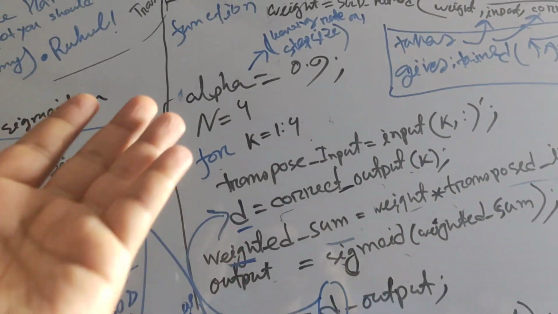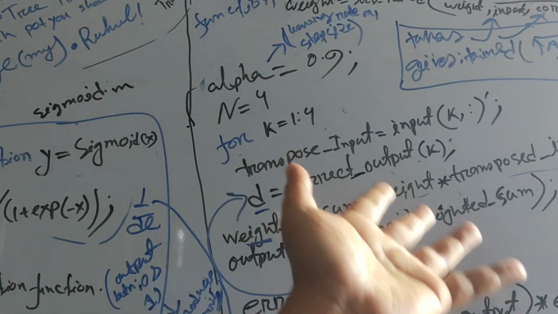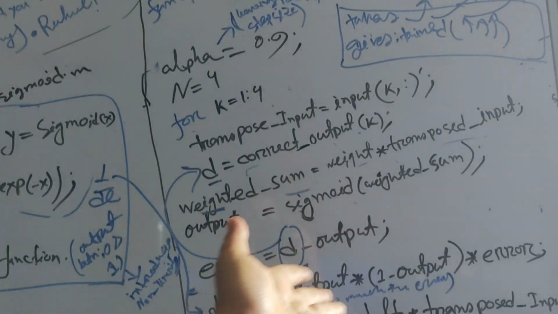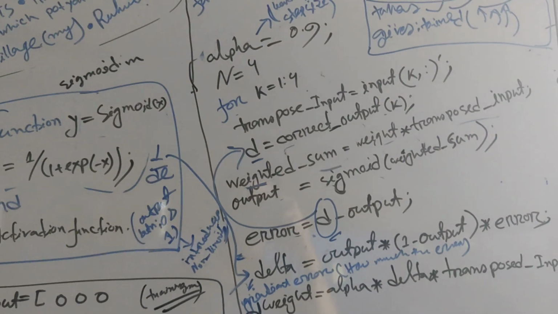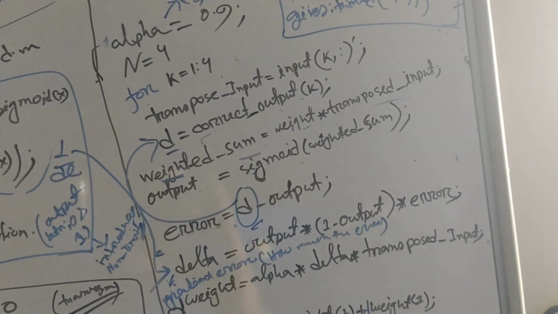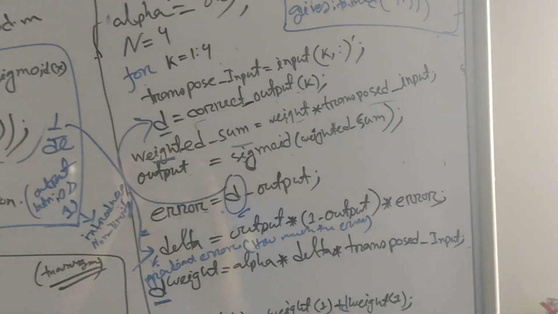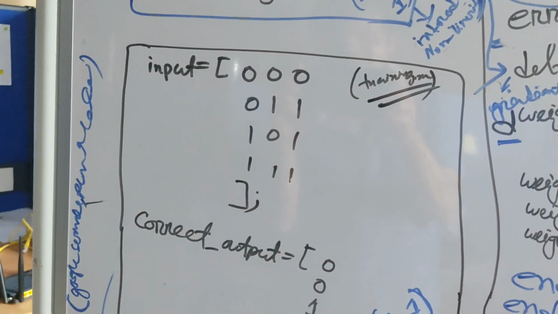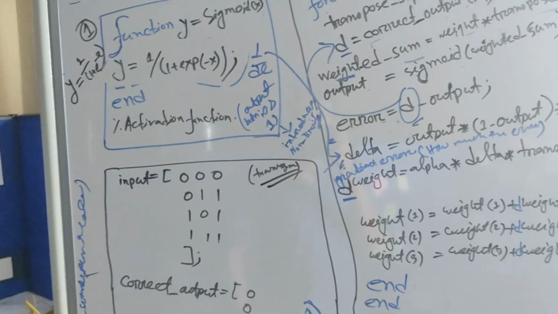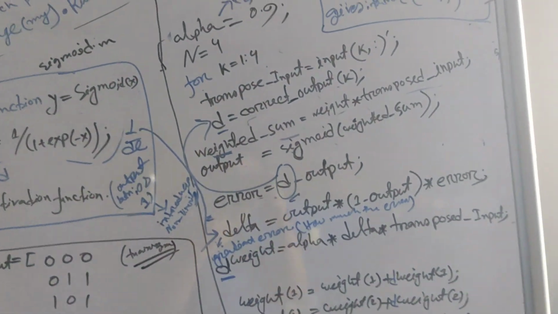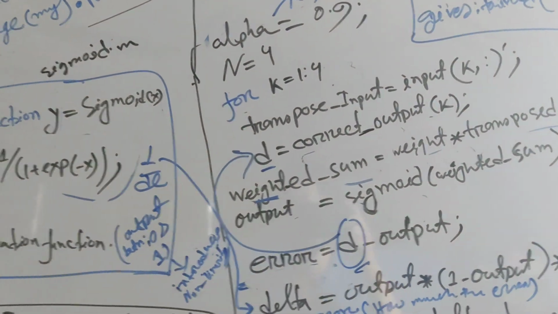Then n equal to 4. I will start a for loop to train these things. The question you may ask is, why is n equal to 4? Because, simple, you have 1, 2, 3, 4 inputs, and we have to train each of them.